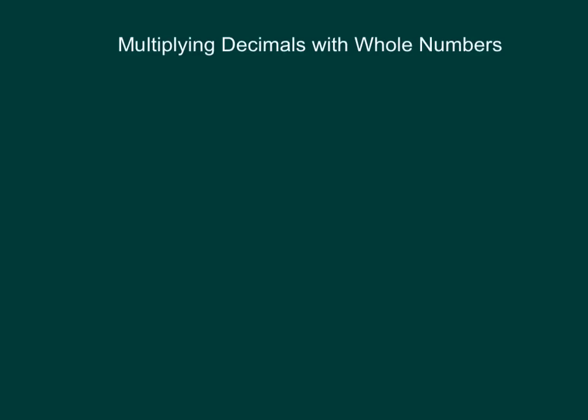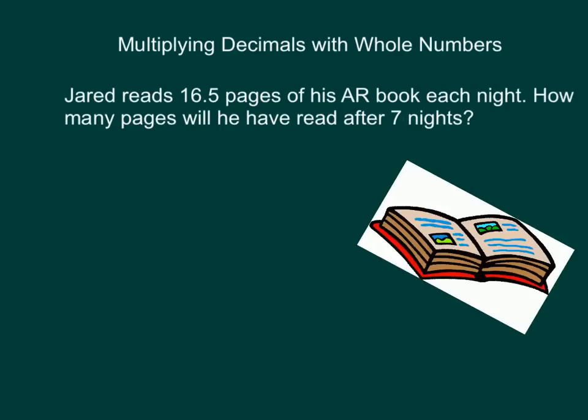Today we're going to learn about multiplying decimals with whole numbers. We're going to start by talking about a real-life example. The problem is Jared reads 16.5 pages, and 16.5 is the same as 16 and a half, of his AR book each night. How many pages will he have read after 7 nights?